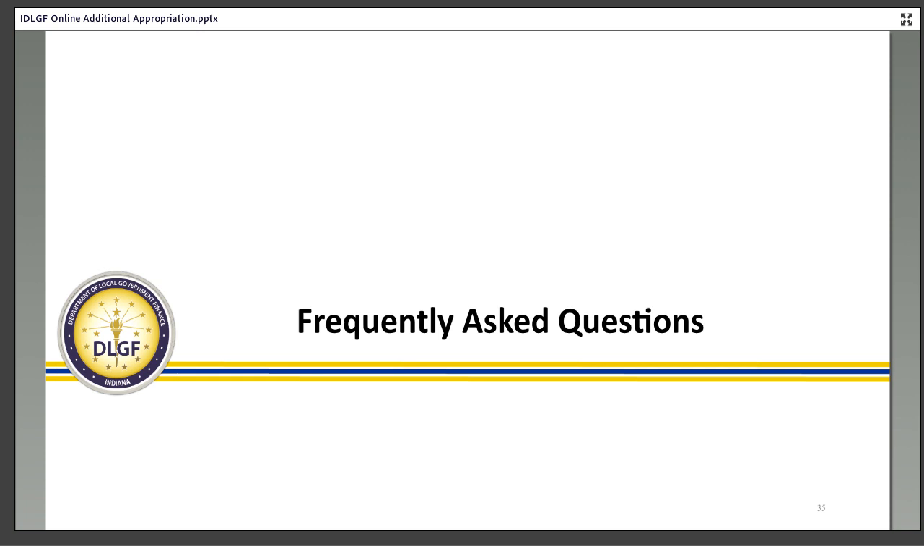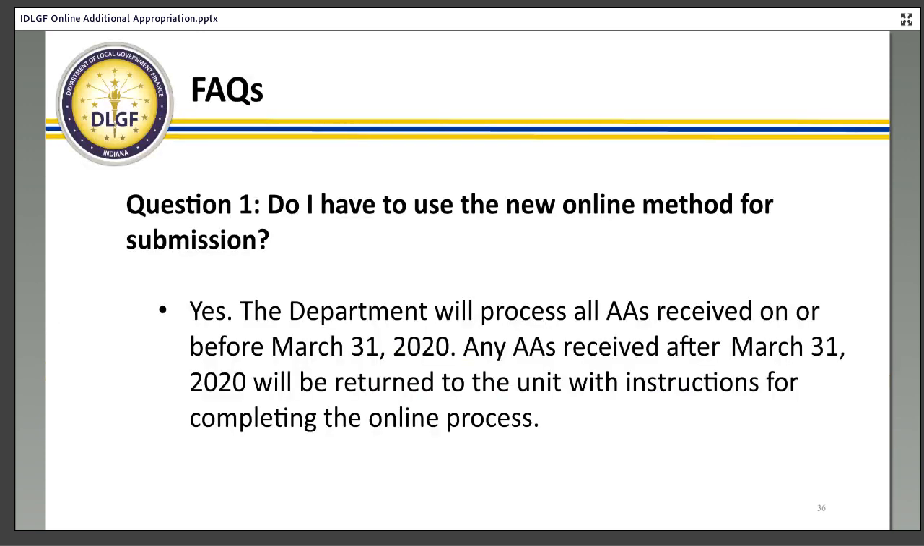There's still a number of very specific topics that we didn't cover, like how transfers are handled, how the approval process will work, how additional appropriations for either debt service funds or bond proceeds will be handled. All of this information will come out on FAQs and in the user guide that the department will be posting throughout the month of March.